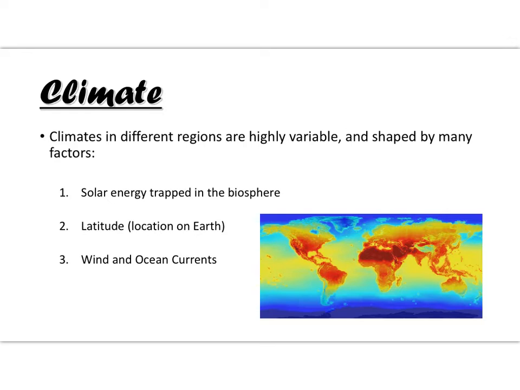Now, climate can range very widely from region to region, but ultimately there are three major things that determine the climate of a given area. Those three things are the solar energy that gets trapped in our biosphere, latitude, one way to determine your location on Earth, and then also currents. Let's take a look at each of these three things.